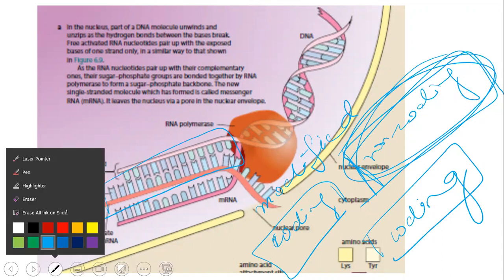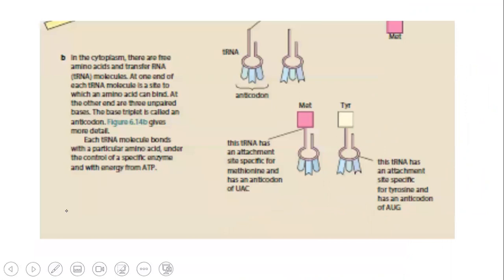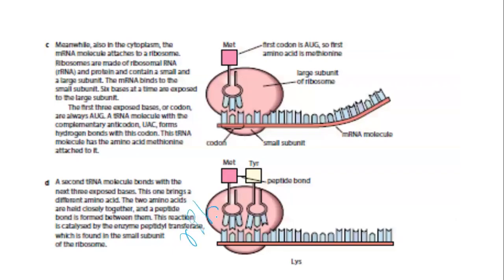Once this entire process is done, you move on to the actual process of translation. Translation is when this messenger RNA enters the cytoplasm, and now the codons, your triplet code on the messenger RNA, have to be translated, and the corresponding amino acids have to be attached to each other to make your protein. So who actually helps in doing this? Ribosomes.